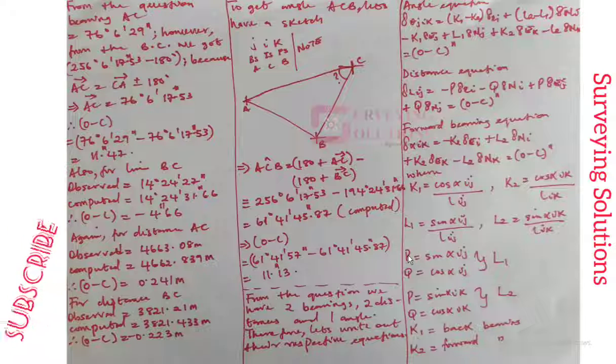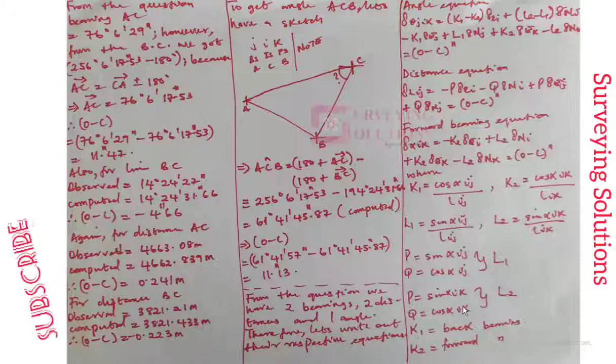Good. Then your P and Q we got from our distance equation are simply what? Sine theta IJ for your P, then Q is what? Cos theta IJ, right? That's for L1. Then you come down to L2, you have what? Sine theta IK, that's for P, and then your Q is what? Cos theta IK, that's for L2. Are we together? Good.